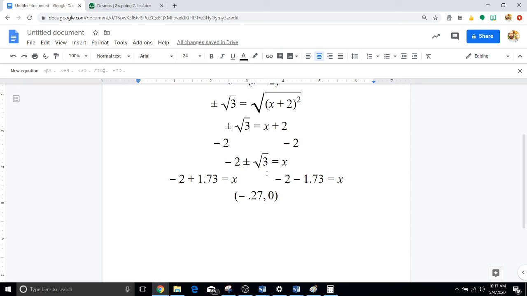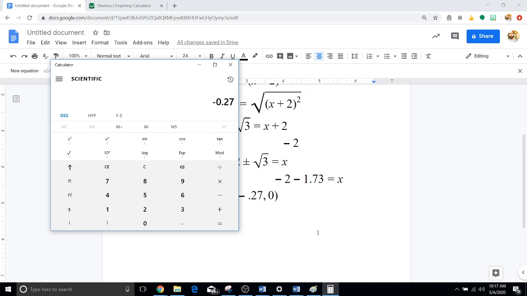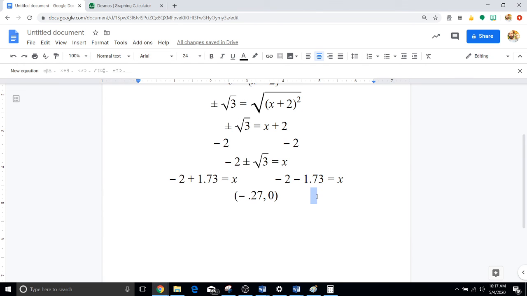For the second one, we take negative 2 minus 1.73 equals x. Negative 2 minus 1.73 gives us negative 3.73. So negative 3.73, comma 0 is our second x-intercept. So we've effectively found both x-intercepts.